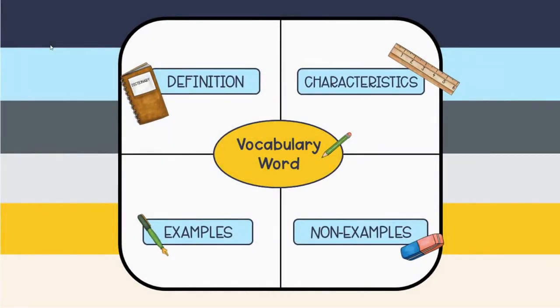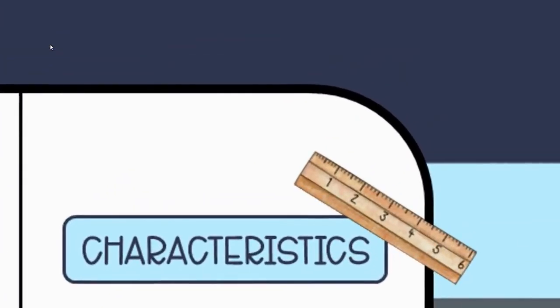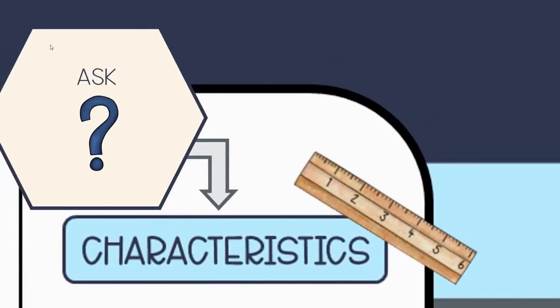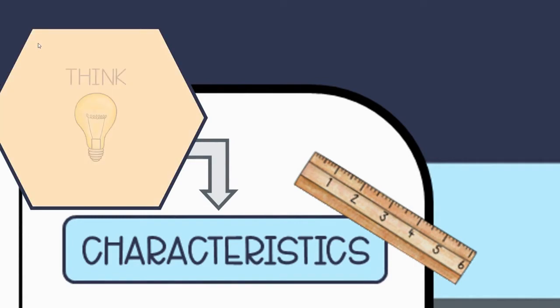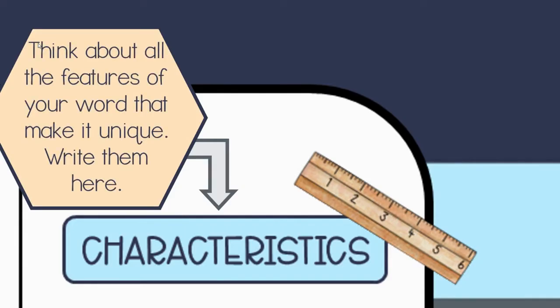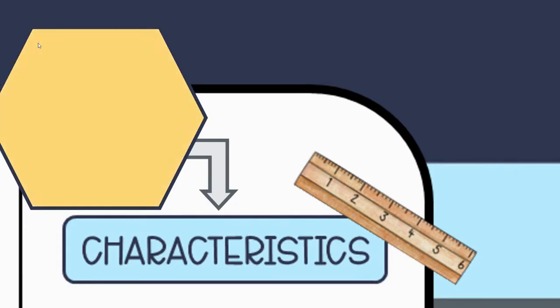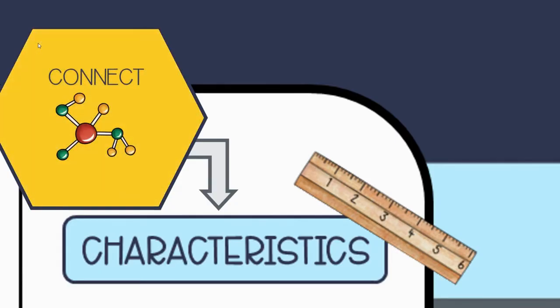Now we are going to look at the characteristics in the upper right hand corner. First, you are going to ask what is specific to your word. And now we're going to think about the word. Think about all the features of your word that make it unique and write them here. And then we go to connect.